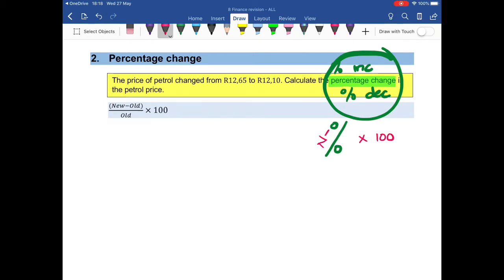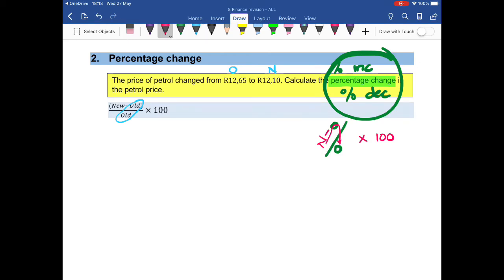Or you can say, oh no, this is the difficult one, which of course you're all going to get right. Let's have a look at that. So the petrol price changed from that to that. The first thing you've got to identify is the old price, because it went from that to that. That is the new price, and I always say that these two come at the end. It must be the same value.